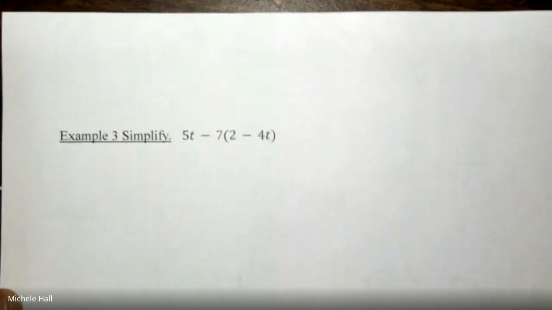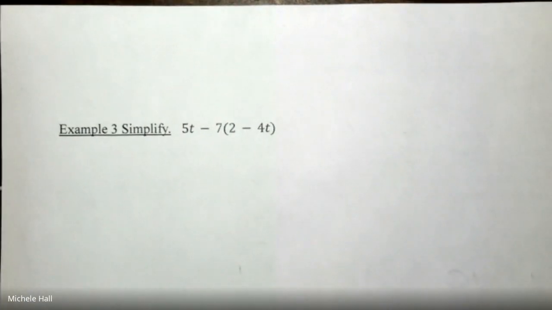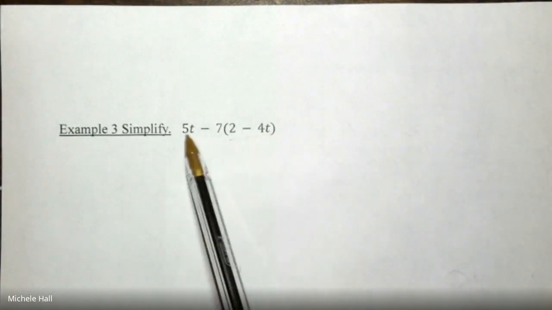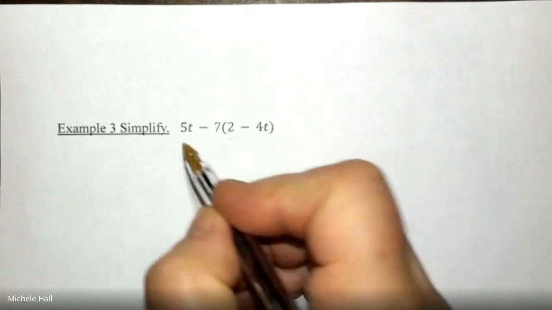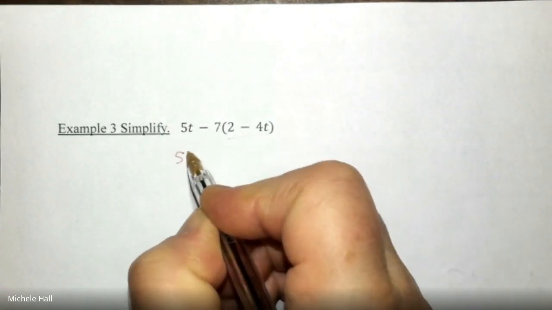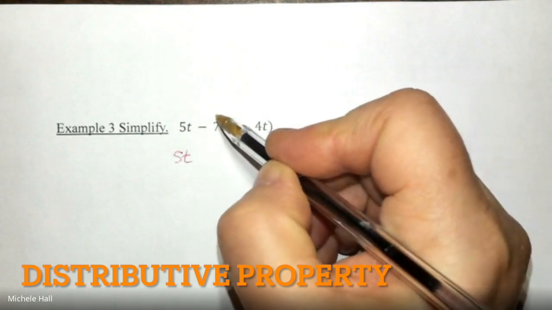One more example. We have to simplify this because we have parentheses, and I see I have 2 t terms. We're going to start with getting rid of the parentheses first. So I'm not doing anything with the 5t yet. I'm going to bring it down. And now I'm going to do the distributive property.